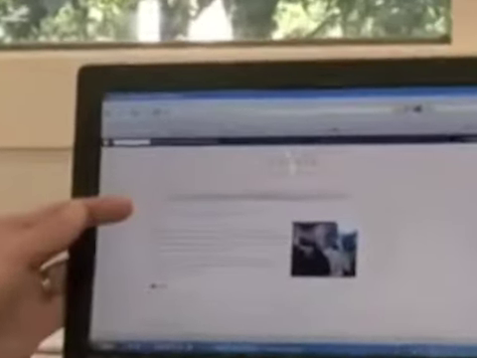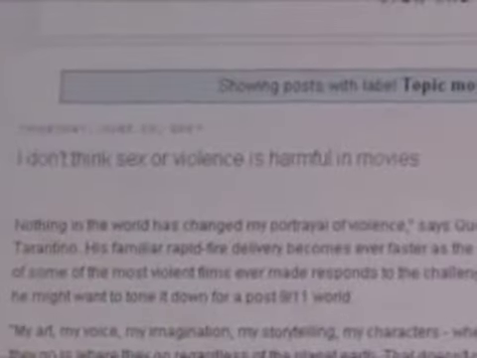I don't think sex or violence is harmful in movies. Traditional technologies would identify sex and violence in movies to be something very relevant in that statement. But the statement is about Quentin Tarantino and the Grindhouse film. There we go. Wow. Quentin Tarantino, the man, myth in the movies. You can try Death Proof. That is the soundtrack. Wow.